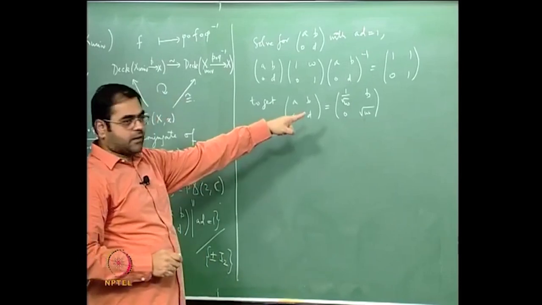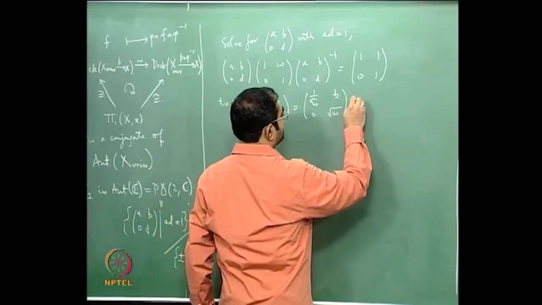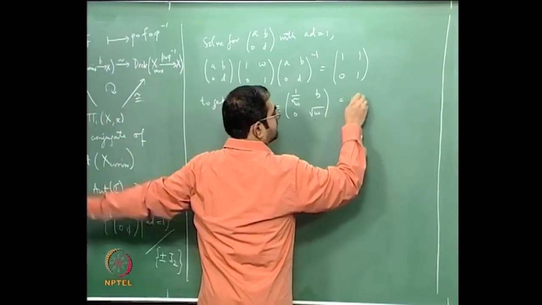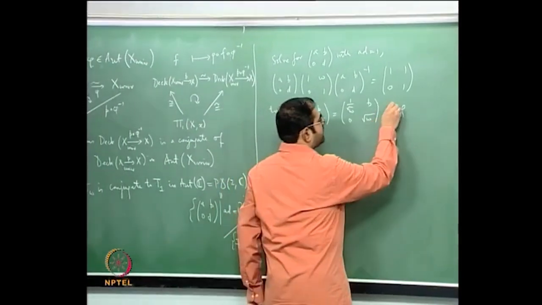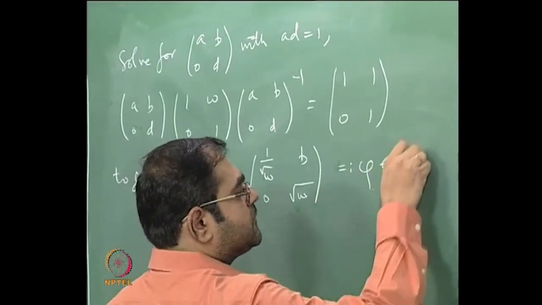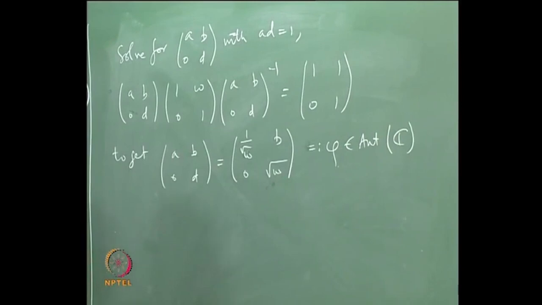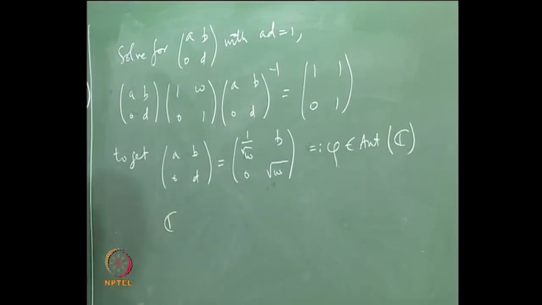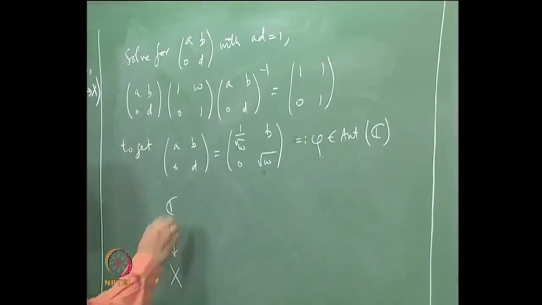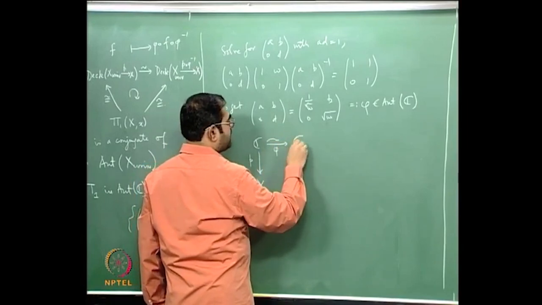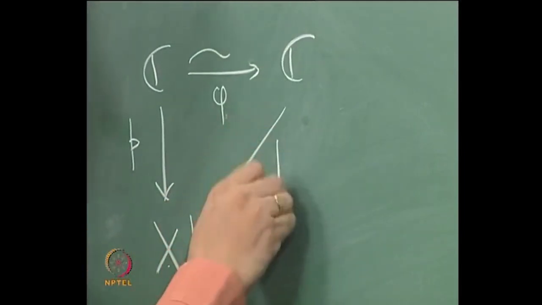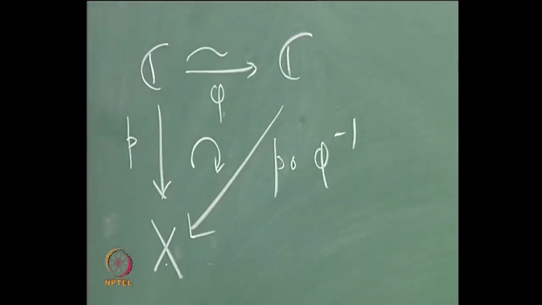So now let me call this Mobius transformation phi. Then phi is an automorphism of C, which is the universal covering. So now look at this, you have C, and you have P and you have X. I apply this phi here, I have this automorphism of C, and here I get the other covering, just like there I get P circle phi inverse. This diagram commutes.